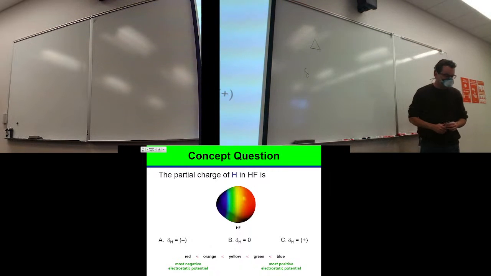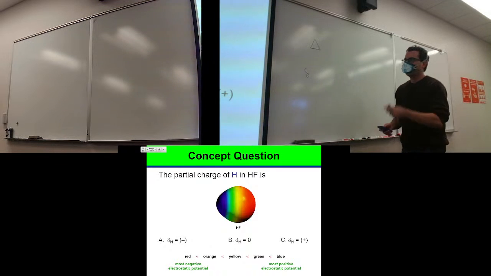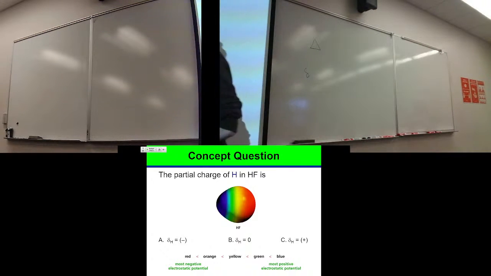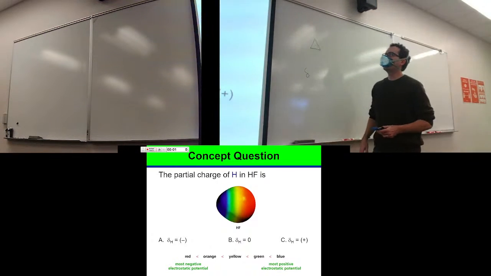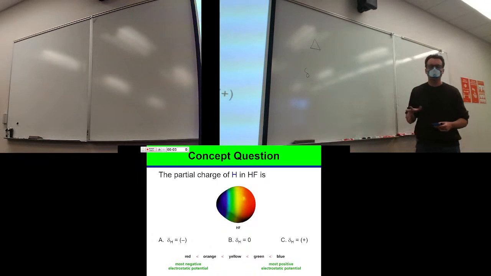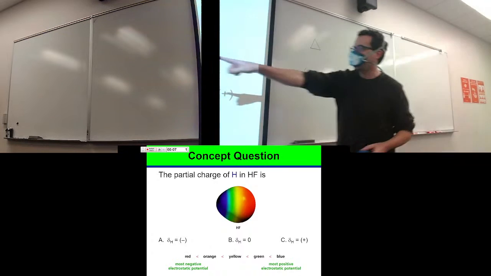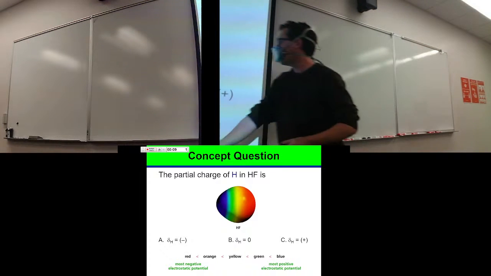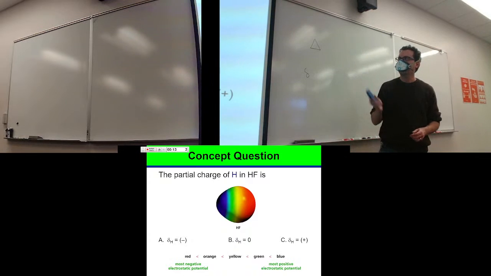So if we take a look at a couple different molecules, I can ask you, and here is the formula, HF, and this is how it's drawn up here. This is the calculated potential surface. What is the partial charge on hydrogen in HF? Is it going to be a negative partial charge, no charge, or a partial positive charge? That's a clicker question.